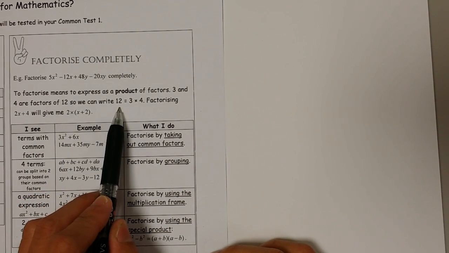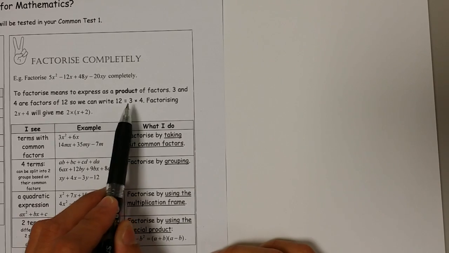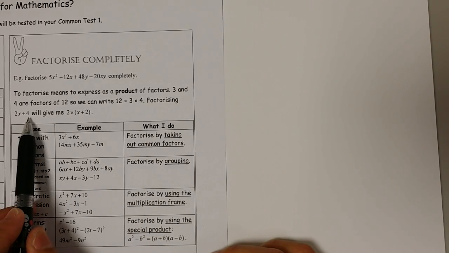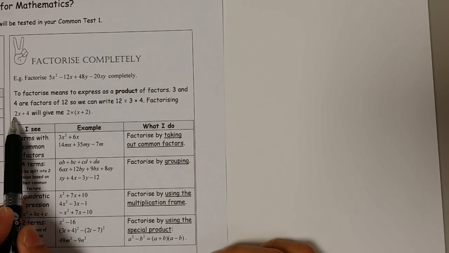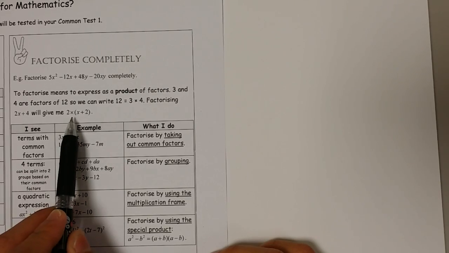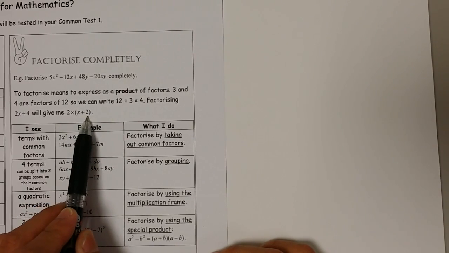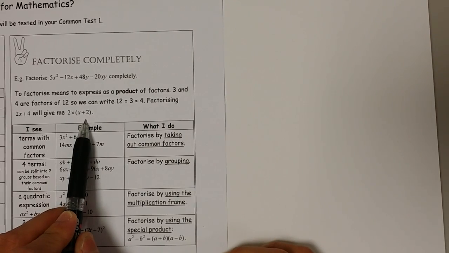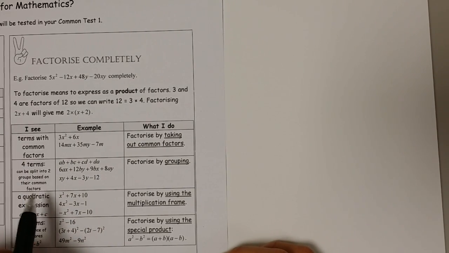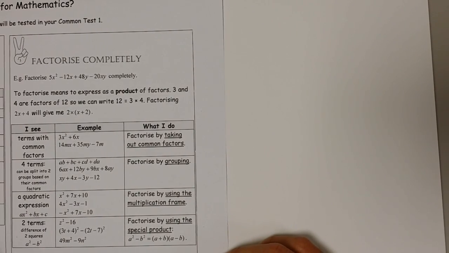So if we want to factorize 12, we will write 12 as a product of its factors. So we can write 12 as 3 times 4. If I have to factorize this expression here, remember I have to write it as a product of its factors. So we take out the factor 2, and we write this expression here as 2 times x plus 2. That is what factorizing means.